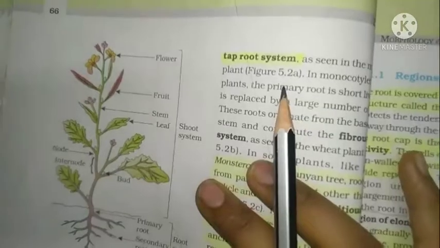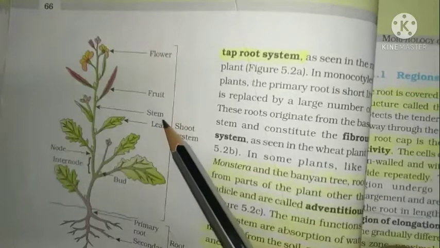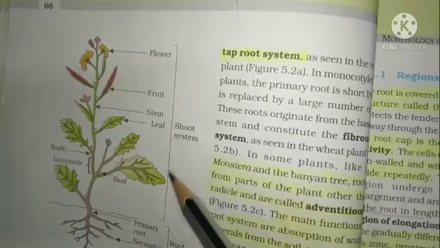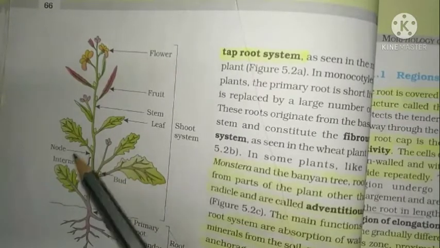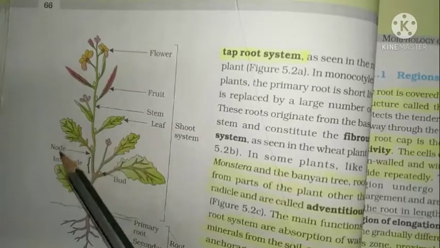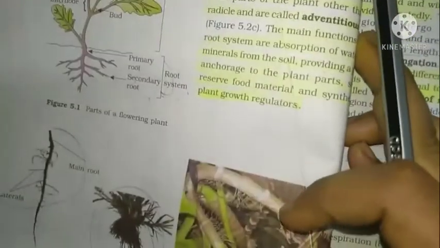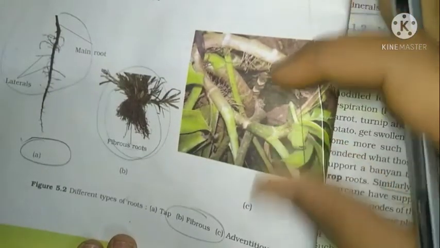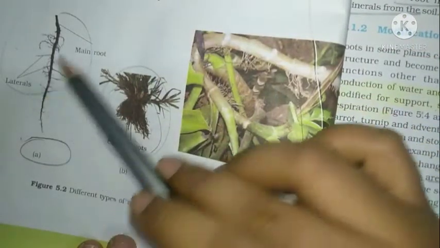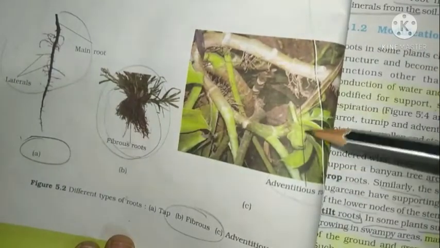As given in figure 5.1, that is a part of a flowering plant. Here the flower, fruit, stem, leaf, from this portion up to the root is called the shoot system, and this includes flower, fruit, stem, leaf, node, internode, and bud. Then below that is the primary root, secondary root, that is called the root system. Here, figure 5.2 shows different types of roots. A is the tap root system, with lateral roots and a main root. B is a fibrous root and C is an adventitious root.